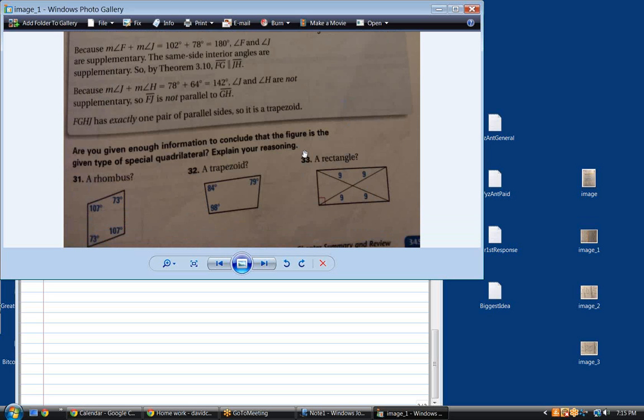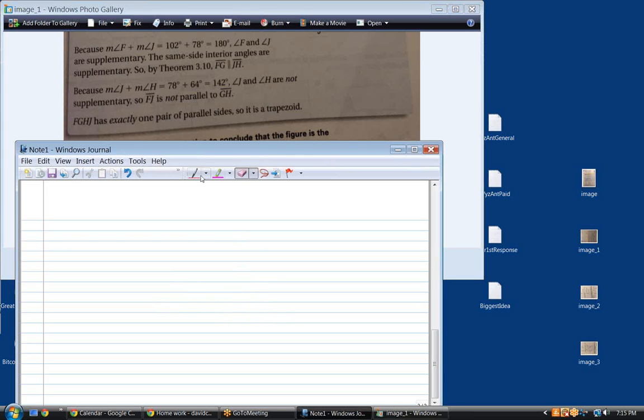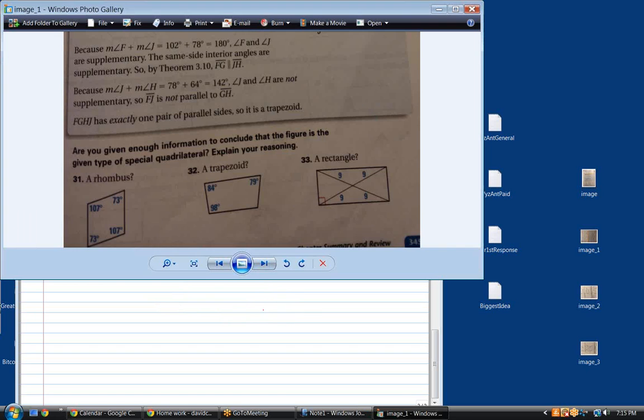Is 31 a rhombus? Yes. Wait, no. Because not all the sides are the same. I mean, all the sides on the inside, they correlate, whatever. The angles. I thought every single one... Never mind. Wait, it is, because... Well, it's not that clear whether it is or not when we first look at it.